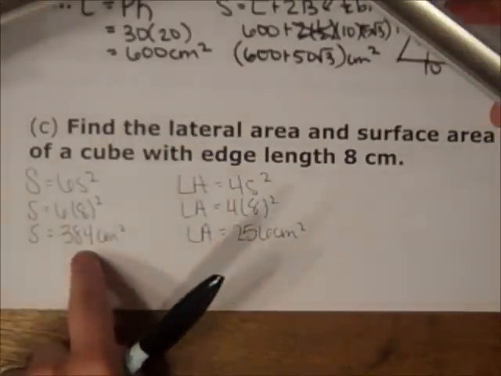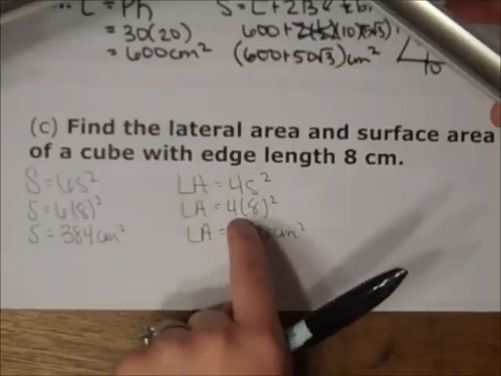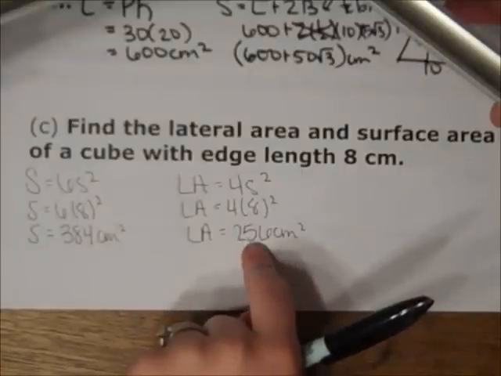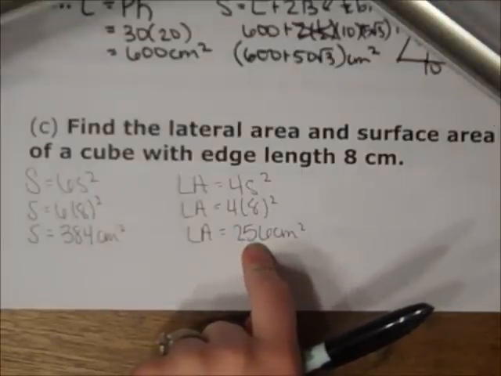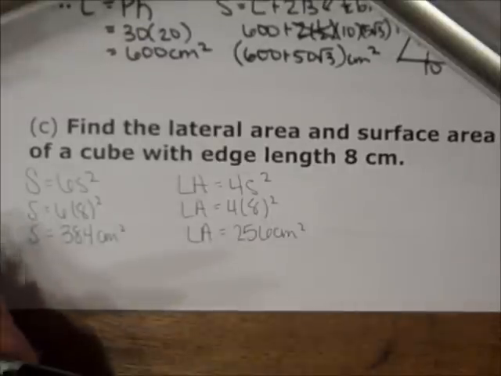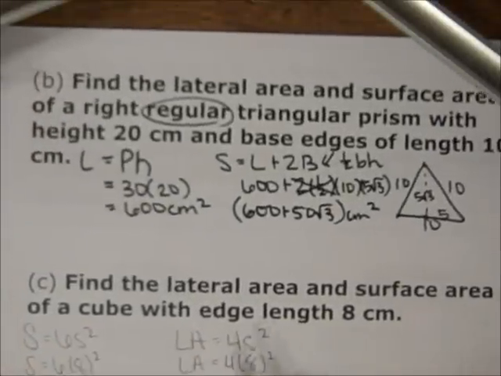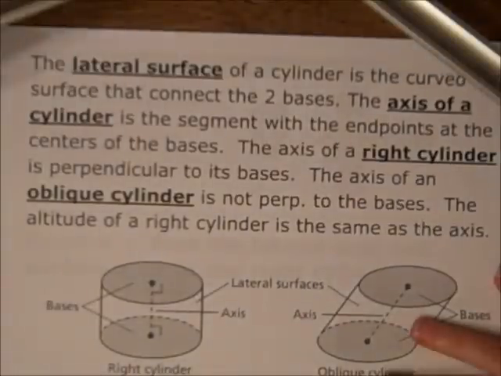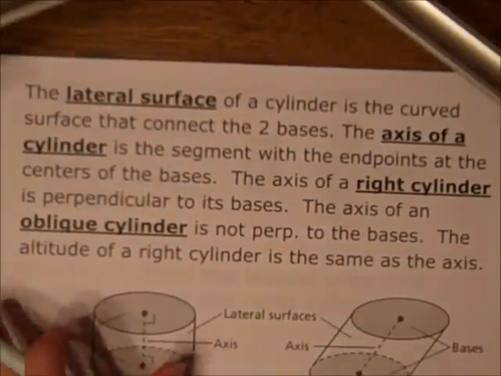6 times 8 squared is 384. 4 times 8 squared is 256. So we found both lateral and total surface area of that cube. Okay, very good. All right, now let's move on to cylinders. Very similar.